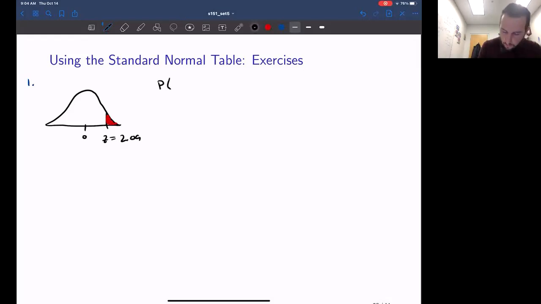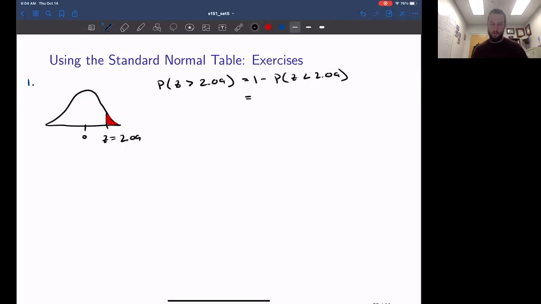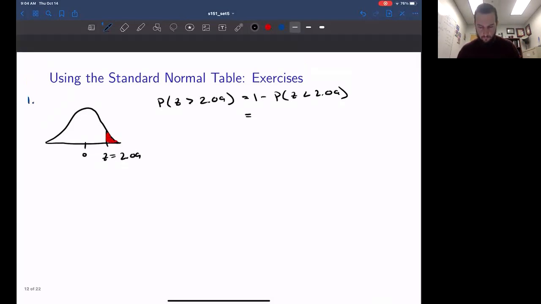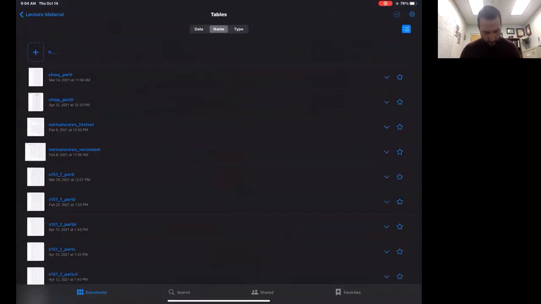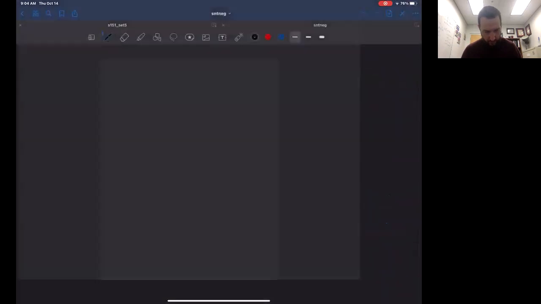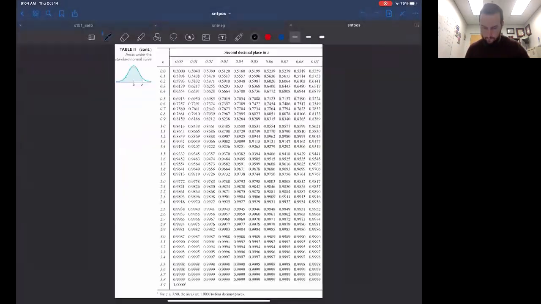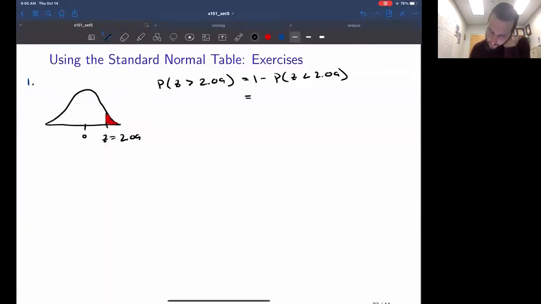Okay, so this problem is basically just what is the probability that Z is greater than 2.09? Okay, this is going to be 1 minus the probability that Z is less than 2.09. Now what I need to do is get my normal table. Here are my tables. Here's my negative, and here's my positive. Okay, so I have a z-score positive 2.09.